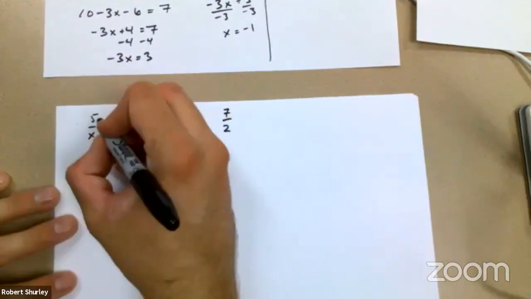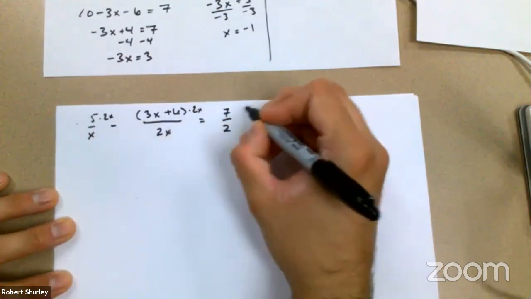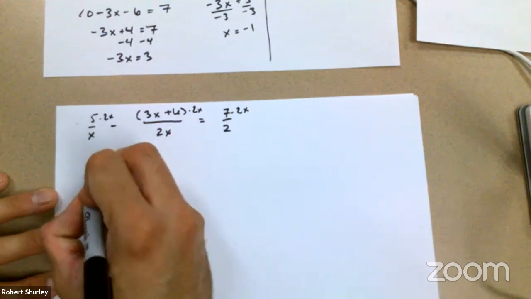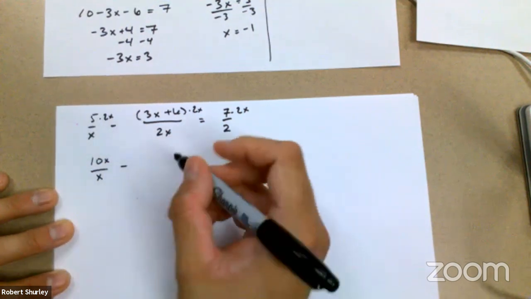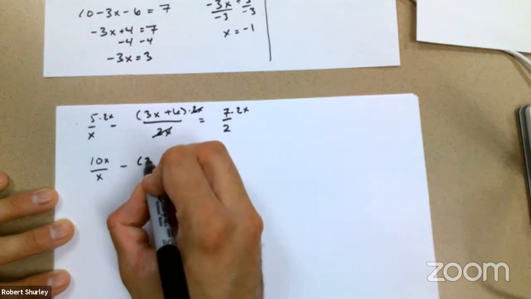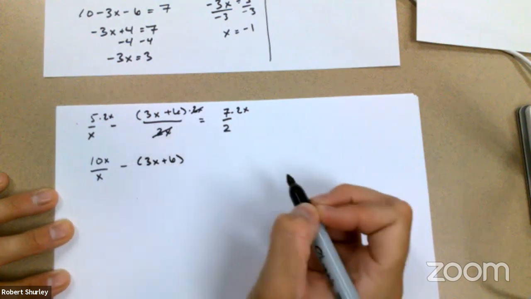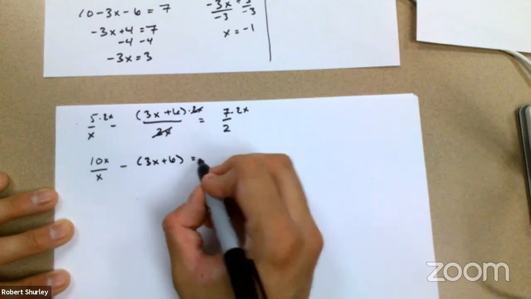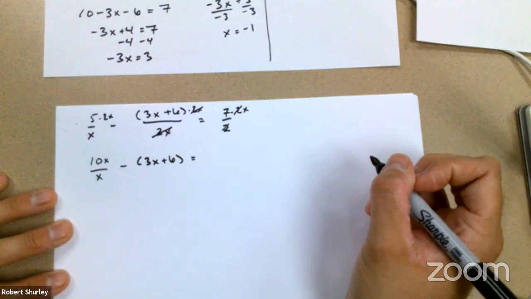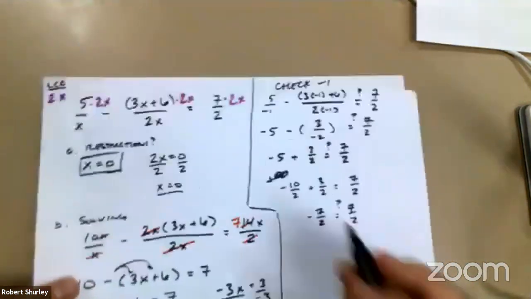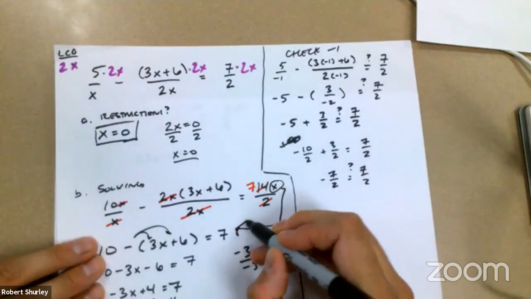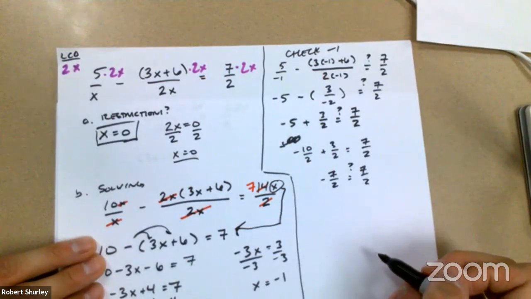So again, I'm going to multiply by 2x on everything, right? This becomes 10x over x minus. Now, look, these cancel. I'm going to just do that right off the bat. 3x plus 6 equals, now this 2 and this 2 cancel. Oh, there it is. Bingo, bango. Look what I forgot up here. I forgot that x. It just disappeared. Look. You see that? Crap.